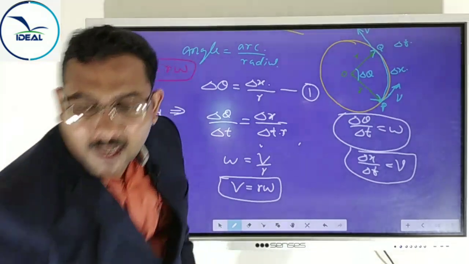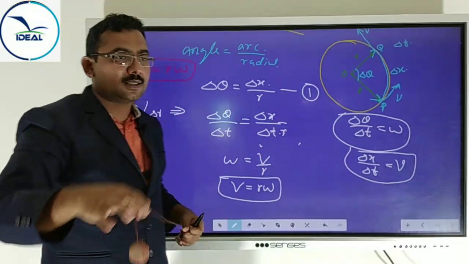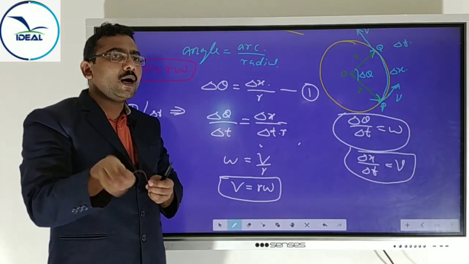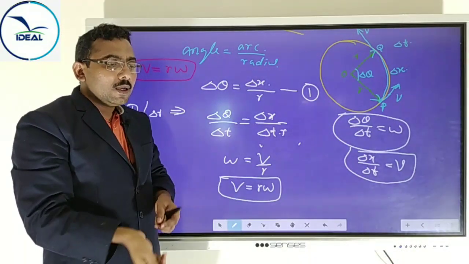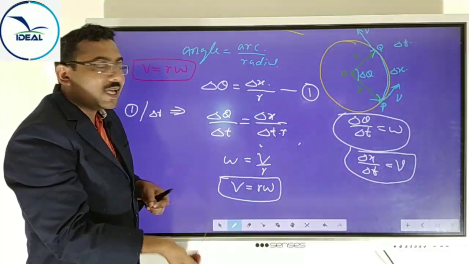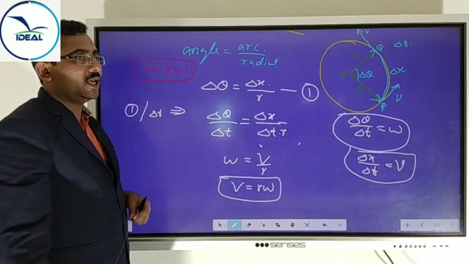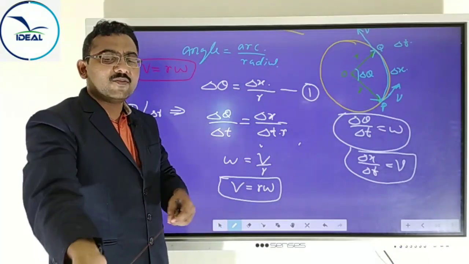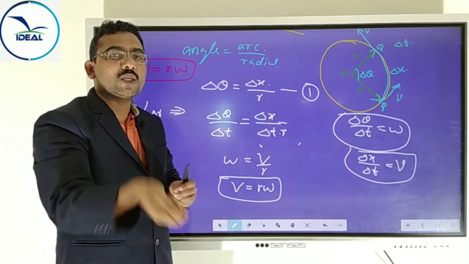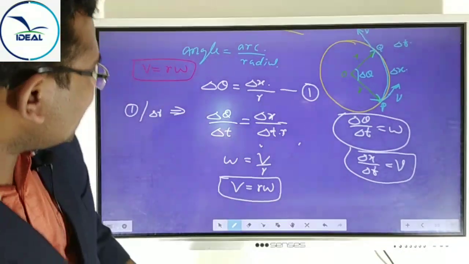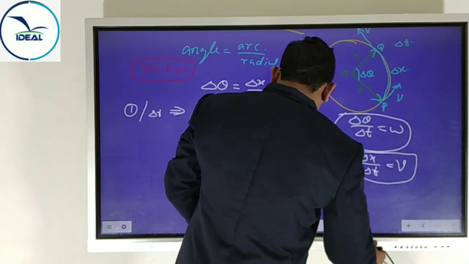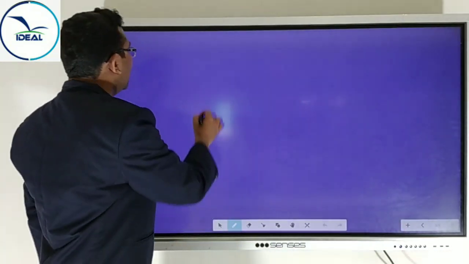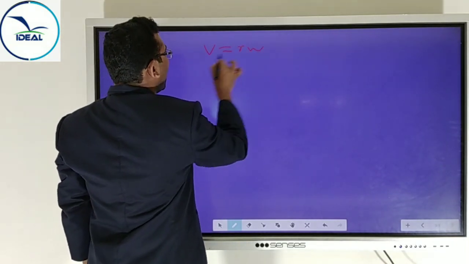That is, if the radius of the body changes without changing omega, omega does not change, but the radius r changes, then what changes? The velocity. If the radius increases, the linear velocity also increases. If the radius decreases, the linear velocity also decreases. Last we got v is equal to r omega.